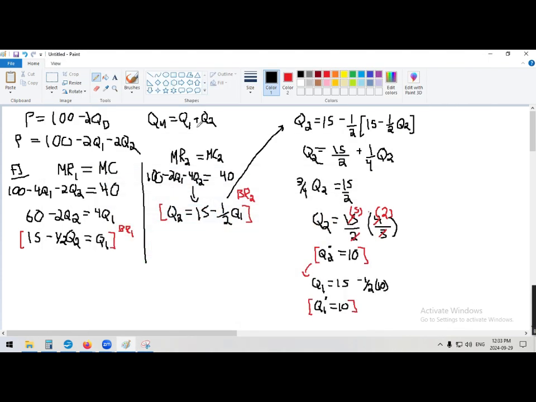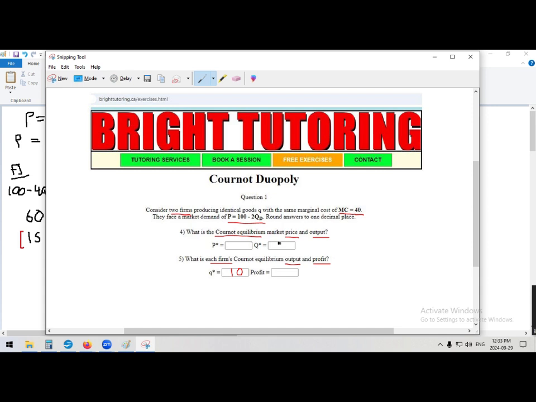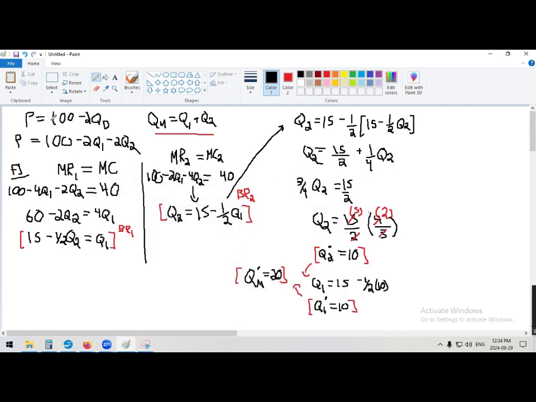And then going back to the aggregation equation up here, we know if each firm produces 10, then the market quantity, the big Q, is going to be 20. So we have that here. And then with that, we can figure out the market price just by going back to the demand curve up here. We can say, okay, the market price, P is 100 minus 2 times the aggregate market quantity, 20. So 100 minus 40, P star is going to be 60. So that's going to be the market price.